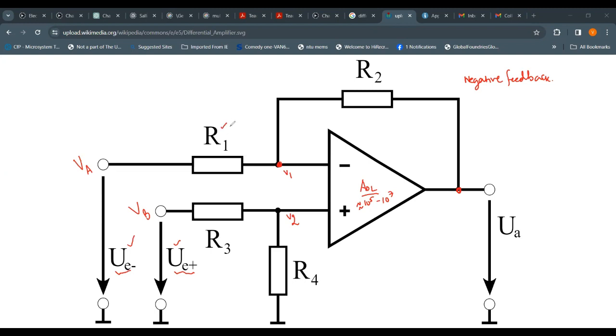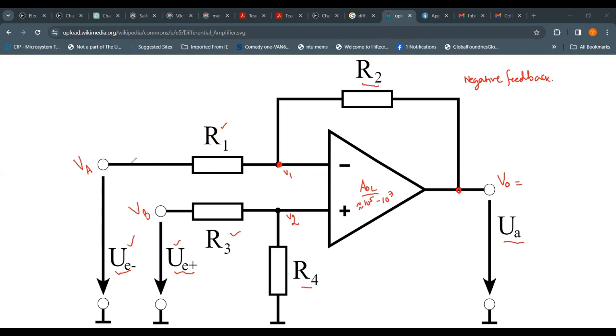And then you use R1 in the first branch, then you use R3 here, and then you have R4 right here. And the negative feedback is provided with the help of resistor R2. And here is your output UA, or you can also call it VO. Now let us analyze this circuit, how it works, and we want to have the expression for the output signal.